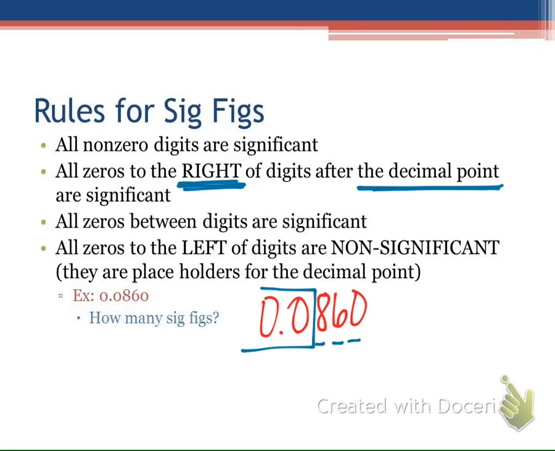So these zeros are to the left of digits before they start, so they're non-significant. All they're doing is being a placeholder, is what we call them. So we only have 3 SigFigs here.